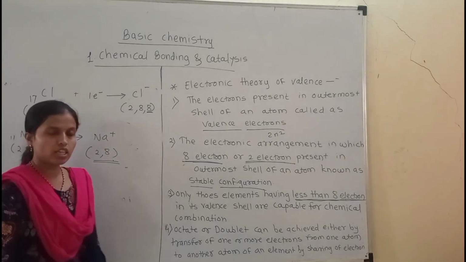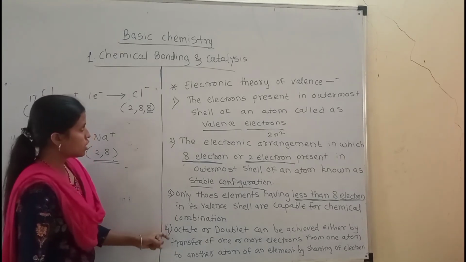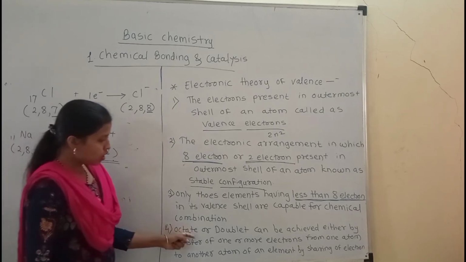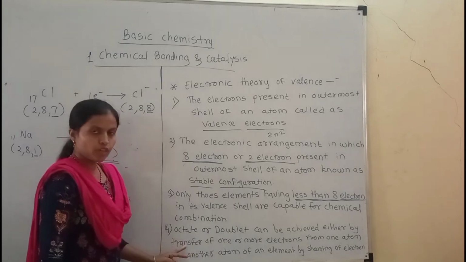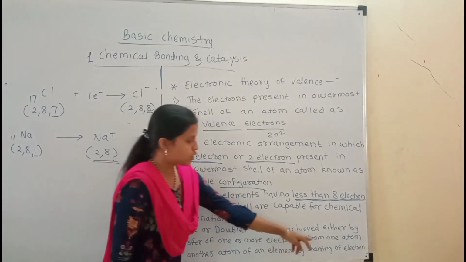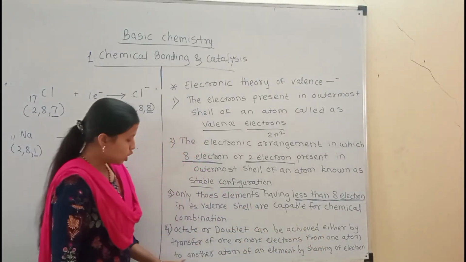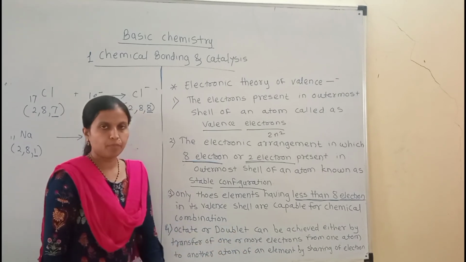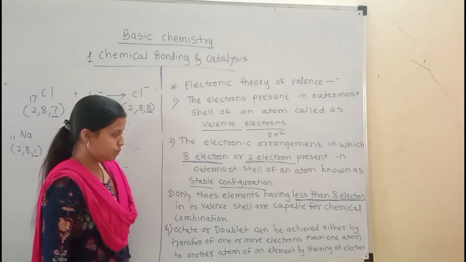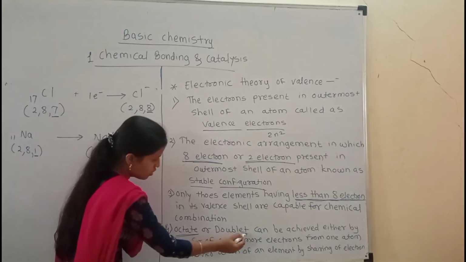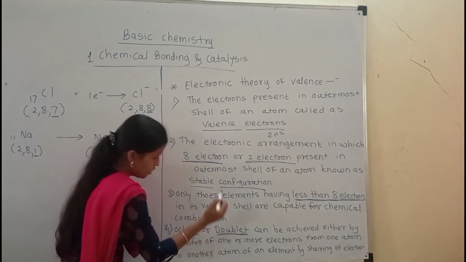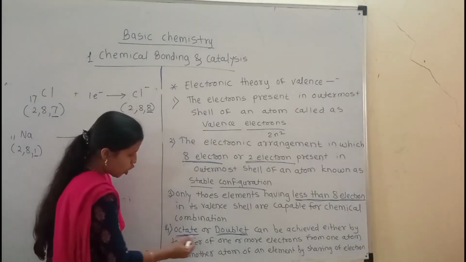We discuss the next point of this unit, the theory of valencies. The octet or doublet can be achieved either by transfer of 1 or more electrons from one atom to another atom of an element, or by sharing of electrons. In this point a new term will be seen. So what is meant by octet or doublet?